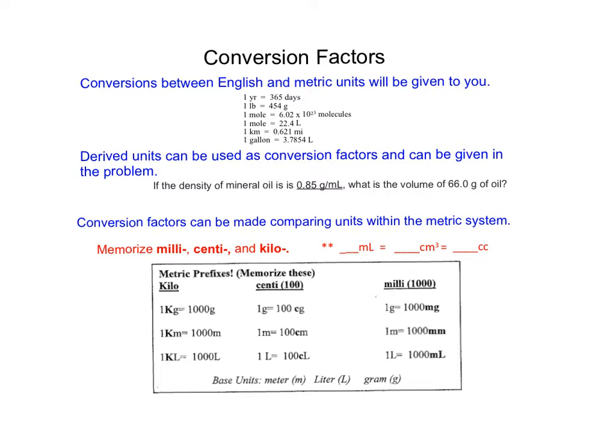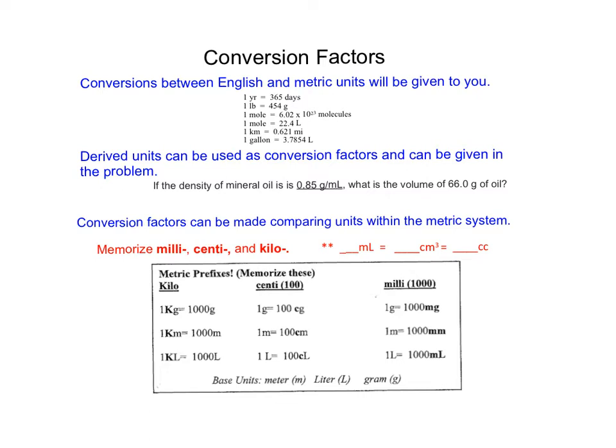Some of those you might not know. 1 pound is 454 grams. You probably don't know that. You probably haven't ever had to use that. You don't have to memorize that one. 1 kilogram is 0.621 miles. 1 gallon is 3.7854 liters. Don't memorize those. We will give them to you. Now, you might remember them because you're going to be using them a bunch, but don't waste memory trying to memorize those English to metric conversions.